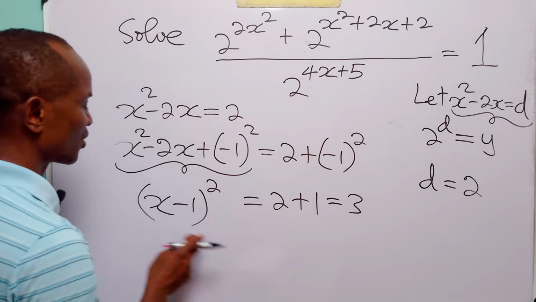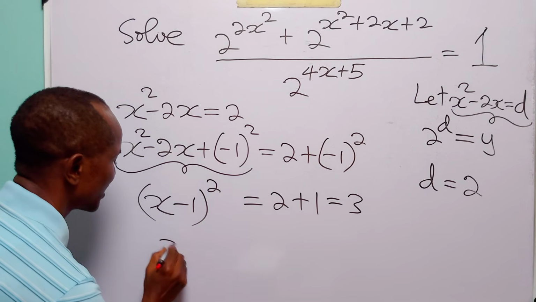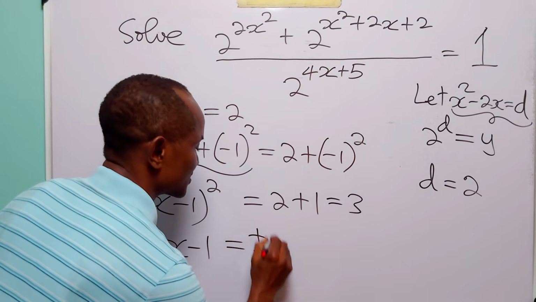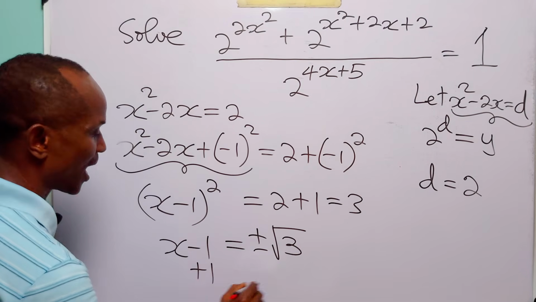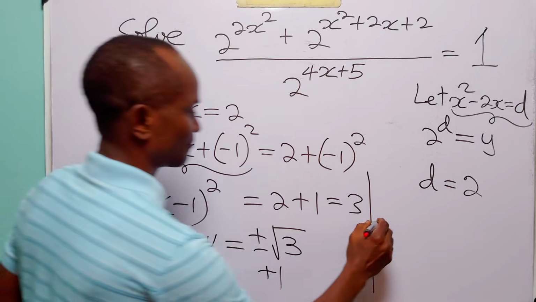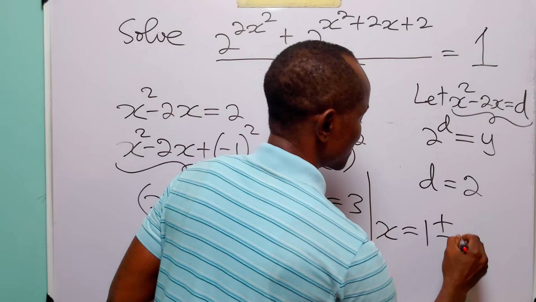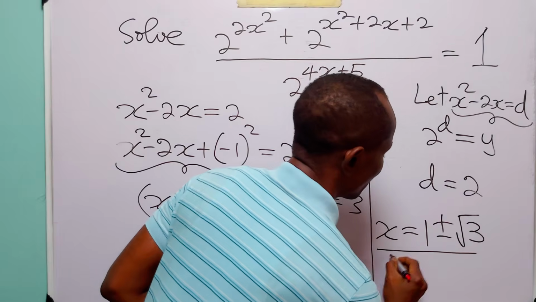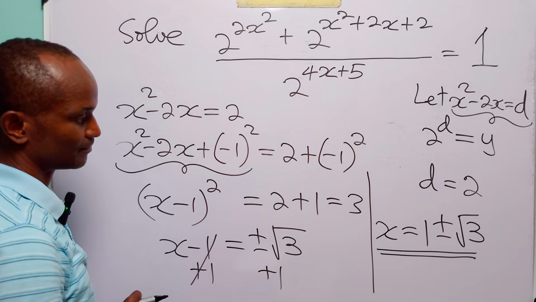Now, the next step to solving this equation, of course, is to take the square root of both sides of the equation. When we do that, we have that x minus 1 is equal to plus or minus the square root of 3. And of course, when we add 1 to both sides of this equation, we have that x is equal to 1 plus or minus the square root of 3. So this is the value of x that satisfies this exponential equation.